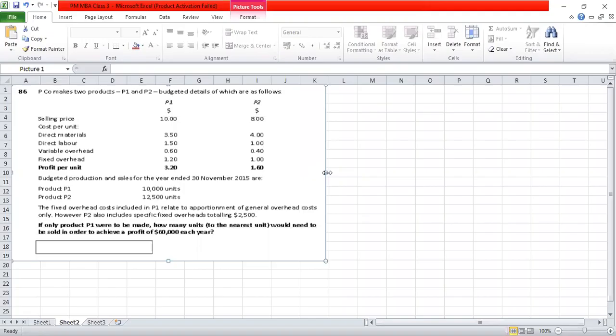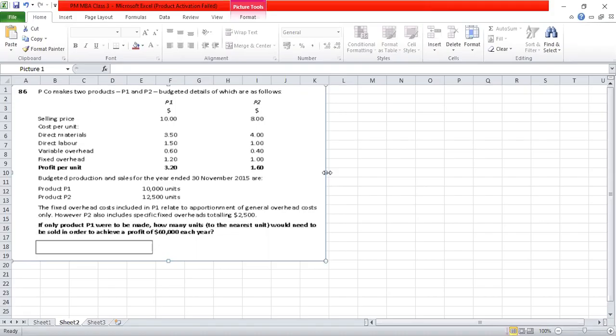If only P1 were to be made, how many units would need to be sold in order to achieve a profit of $60,000 each year? So we are asked to find out the desired sales level. Desired sales units is what we are asked. At present, they are making two products, P1 and P2. P1 has certain details. All the costs, whether variable cost or fixed cost, are given per unit, right? And the proposal is that in future they would continue with only P1 and discontinue P2.